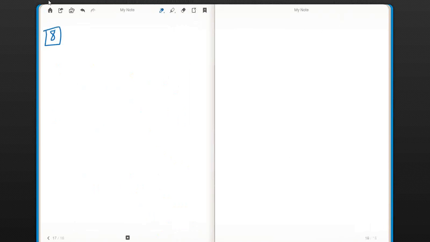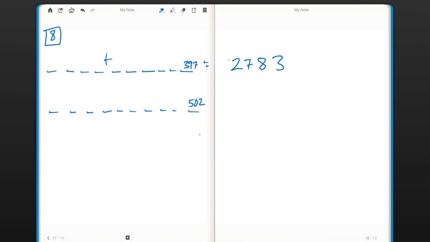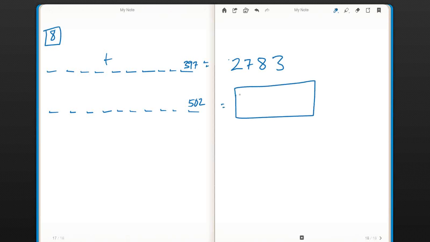Number 8. We have 10 numbers that if you add them together, all of those numbers added together is going to give us 2,783. Now, one of the numbers used to be 397. And all the numbers are the same. One of the 10 numbers is changed to 502. So the question they want us to find is, what is our new sum?